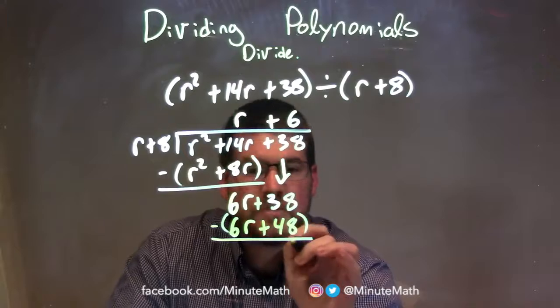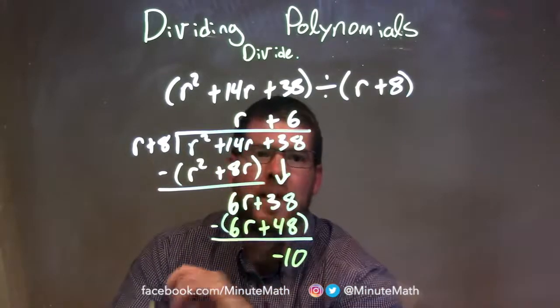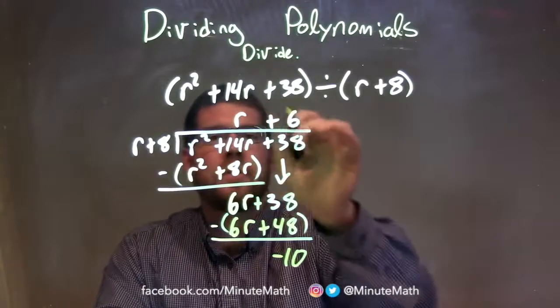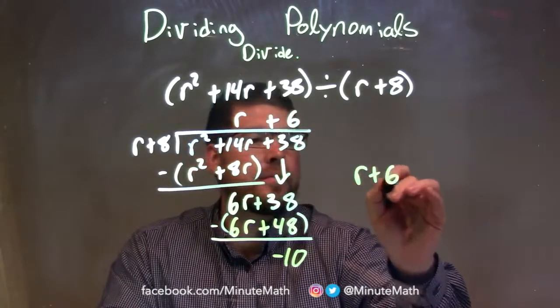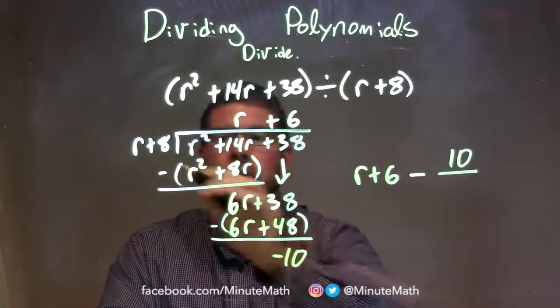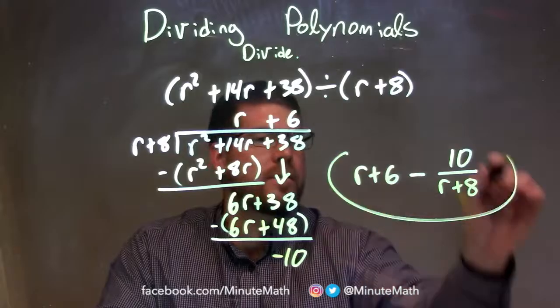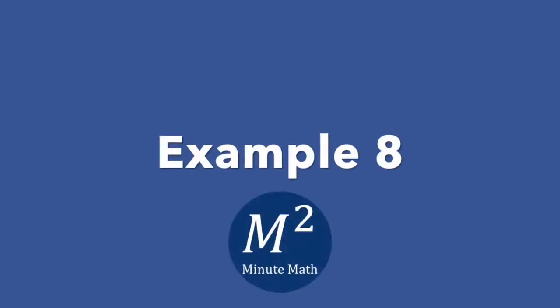And 38 minus 48 is a minus 10, okay? Minus 10 is our remainder. So we write our final answer. We write that r plus 6 is up there, minus 10, our remainder, over r plus 8, our divisor. And that is our final answer.